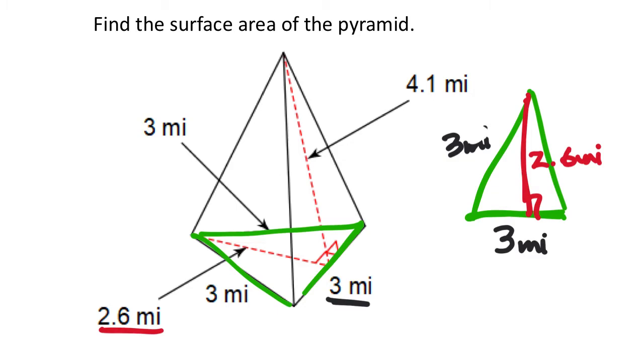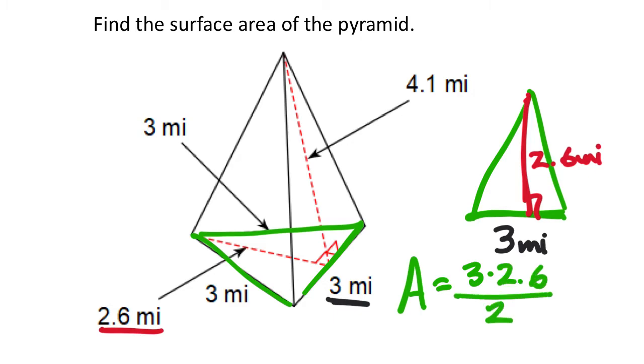And again, I don't really need this 3 miles. I mean, you're welcome to keep it there if you'd like, but I don't want that 3 miles to be confused with the base of the 3 miles right there, okay? So I do need the area of this green triangle right here. And to find the area of a triangle, you take the base, which is the 3. The height is 2.6 miles. And we just need to divide this by 2.